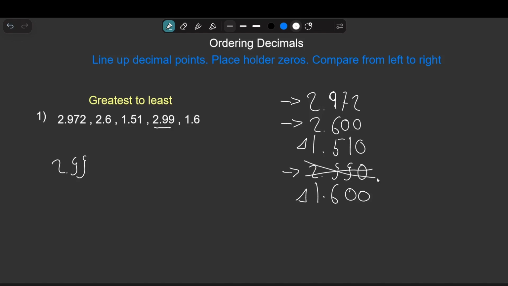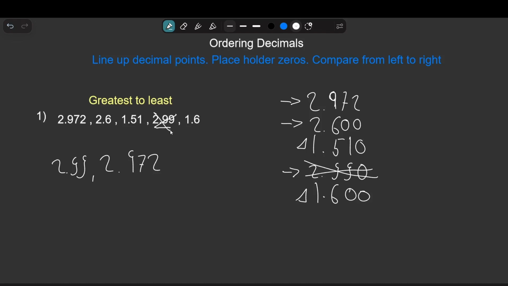Now we're gonna compare these two. You can cross this one off if you'd like. They both have a 2, which is the same. Then after the decimal, this one is a 9 and this one is a 6. So we know this one is larger than this one. So we put this one after this one. 2.972. Oh yeah, and if you guys saw, I wrote 2.99 right here, but here it says 2.990. That's because we were given this without the 0, so you have to write it like this also.